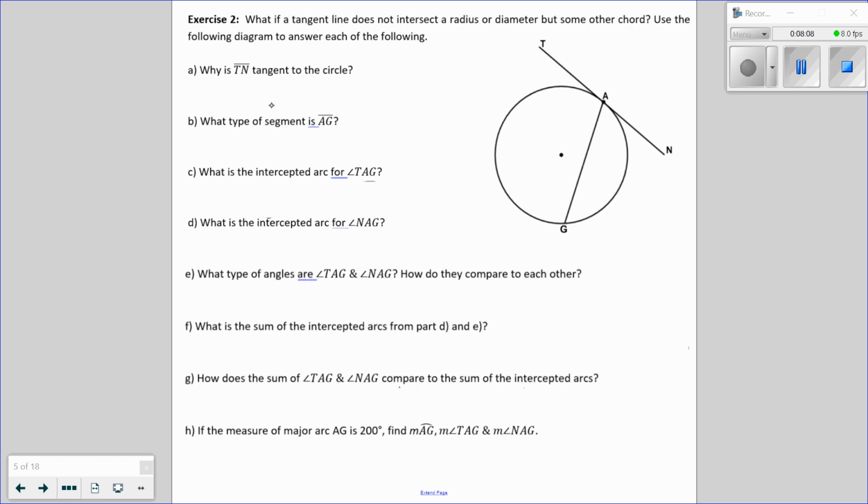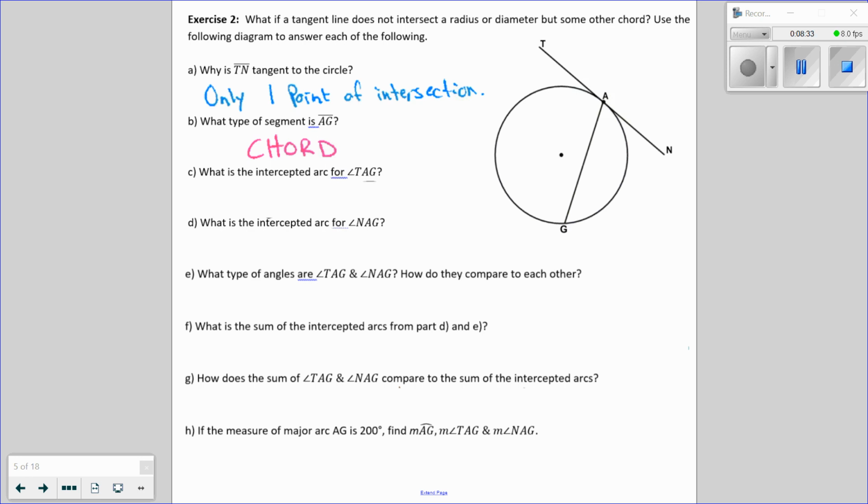Okay, well, why is Tn tangent to the circle? Well, Tn's tangent to the circle because it has one point of intersection. When a segment has one point of intersection with a circle, that's the textbook definition of a tangent line. What type of segment is AG? Well, AG is a segment whose endpoints are on the circle. That is the definition of a chord.